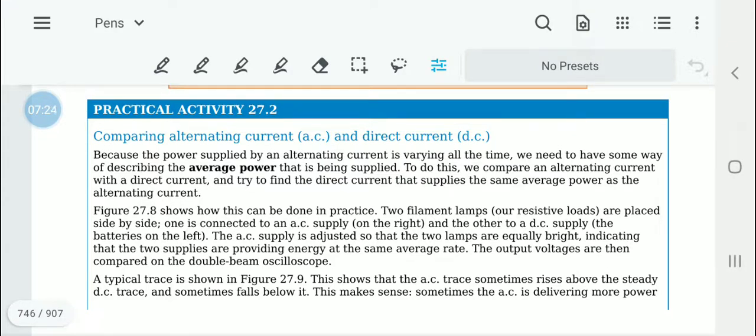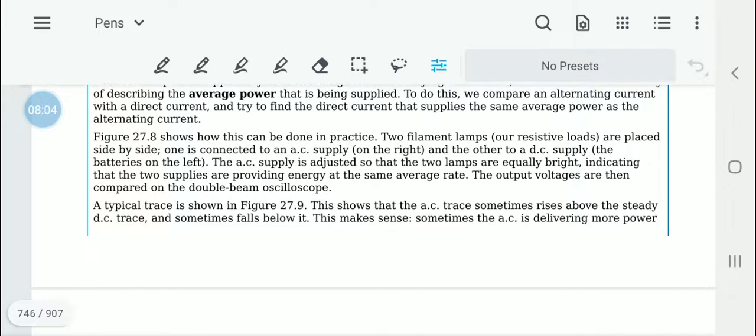Now the power supplied by an alternating AC current is always changing. So we have to have some sort of average power to do our calculations and to figure out how the machinery can be powered by these things. Then what we do is we compare this alternating current with a direct current, and we find out how much power would be supplied by a direct current that would provide the same power as the alternating current.